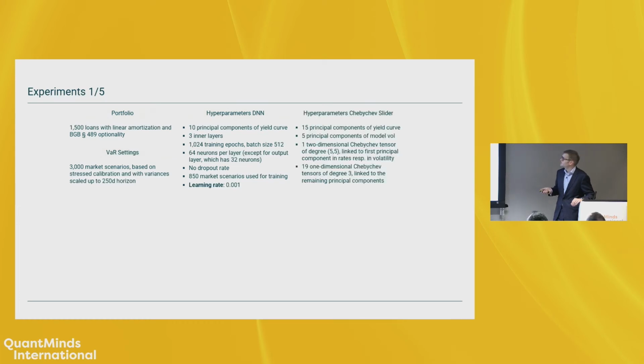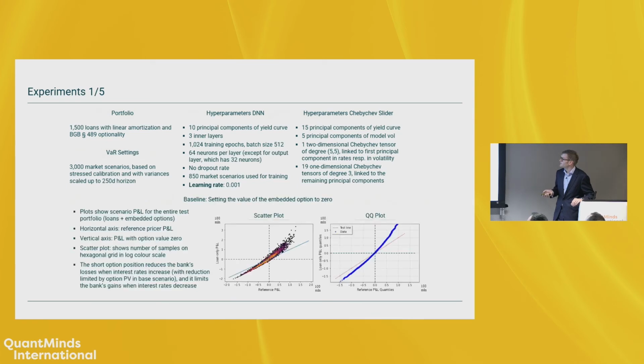I'm not going to read what you have here, the slides are going to be available. So this is interesting because this shows you what happens if you just drop the optionality from the VaR computation. You can see that the short option that the bank has reduces the bank's losses when interest rates increase, which is when the loans lose value. So we are in the loss area here, up to a certain extent, which is given by the PV of that option as of time 0.